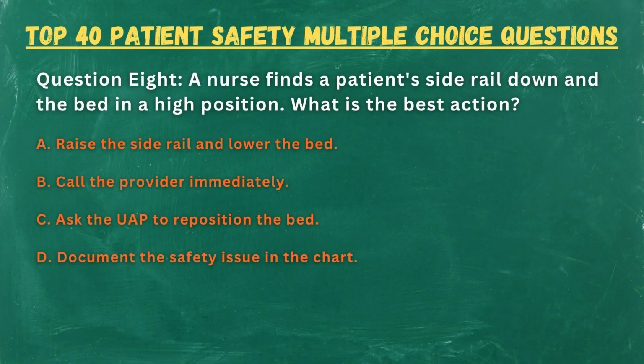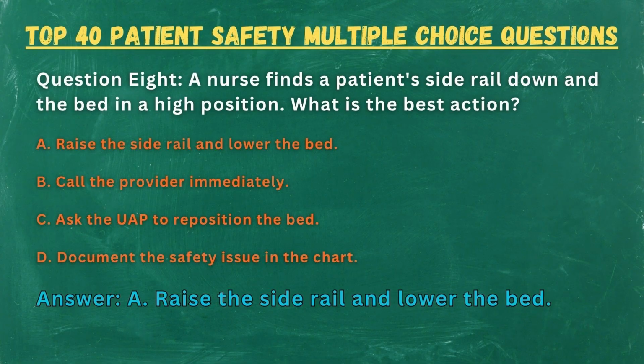Question 8. A nurse finds a patient's side rail down and the bed in a high position. What is the best action? A. Raise the side rail and lower the bed. B. Call the provider immediately. C. Ask the UAP to reposition the bed. D. Document the safety issue in the chart. Answer. A. Raise the side rail and lower the bed.